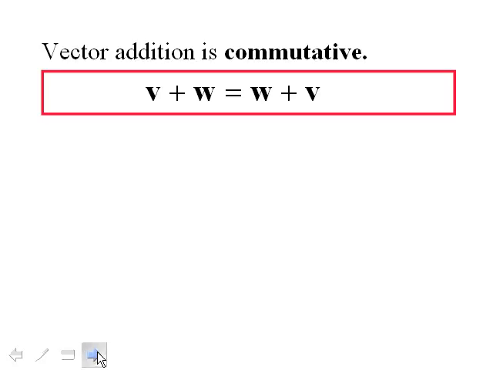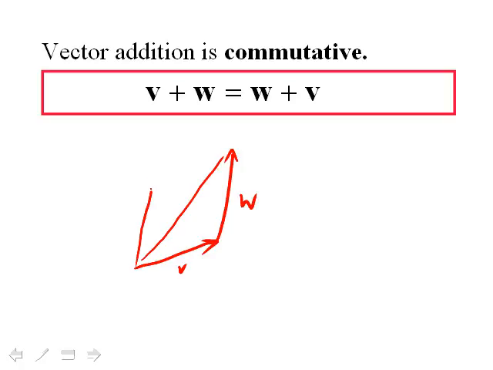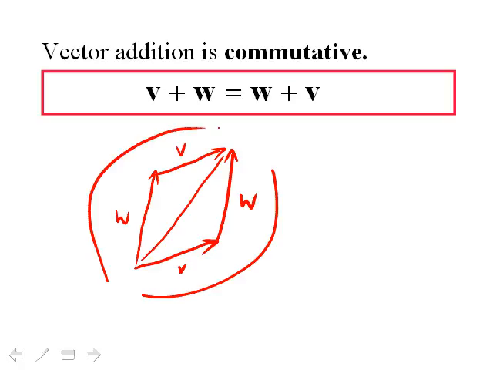Vector addition is commutative, and this is kind of an interesting thing to do. If you have the vectors v and w, and look at what that diagonal is, you could as well translate the vector w and do it first, and follow that by v. And whether you do v plus w or w plus v, you end up at the same place. And that is the content of this statement, that vector addition is commutative.